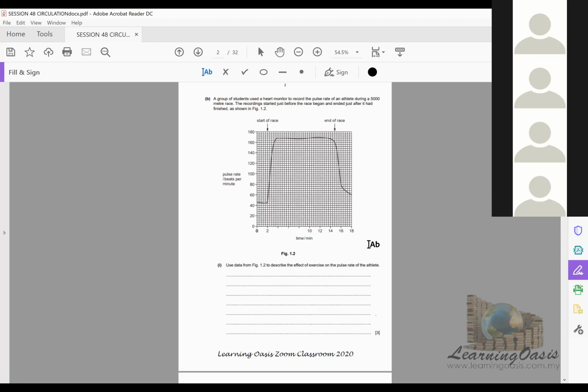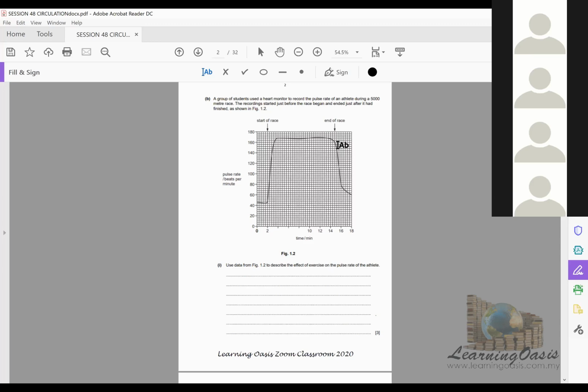For the last 5 minutes, the pulse rate. Stop. Okay, do you see it fluctuates or not? Fluctuates like a zigzag. No. It's more or less constant. Okay, more or less constant. More or less constant for how many minutes? It remains constant for 10 minutes, from 3 to 13. Right, and then after that.